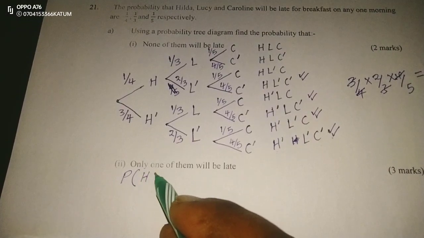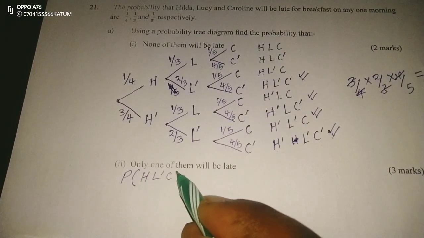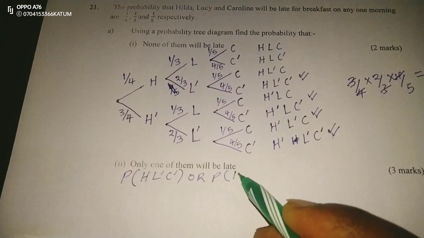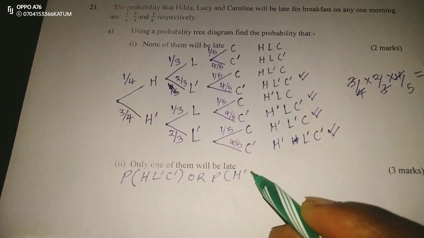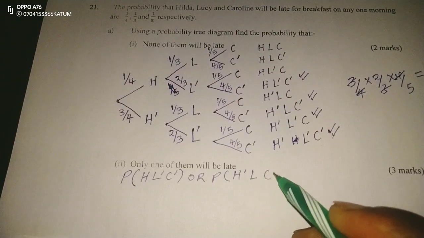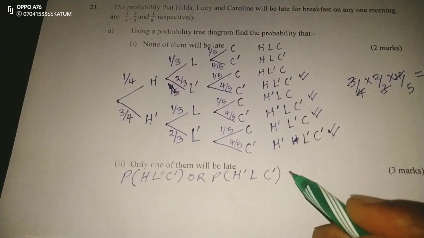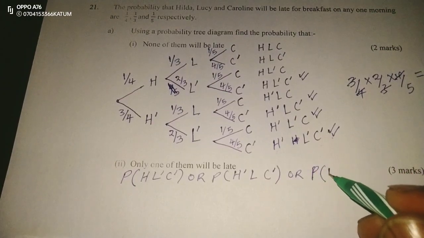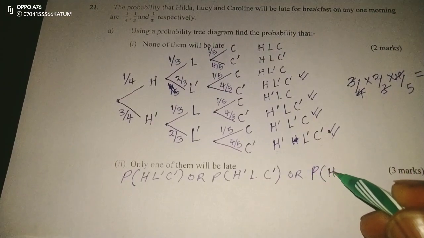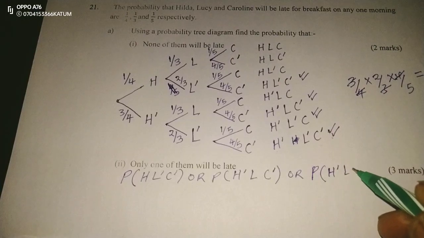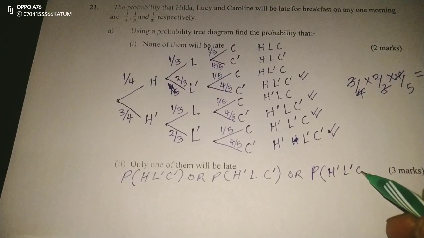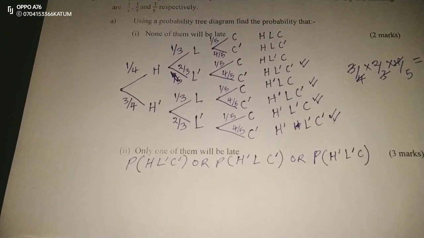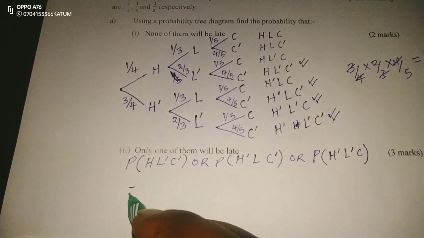This one late, but the others not late. Or probability, this is not late, this one is late, not late. Or probability, this is not late, this is not late, but this one alone is late. So those are the cases we are going to handle.